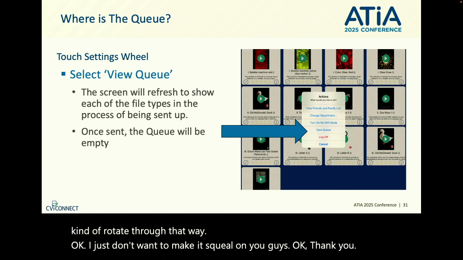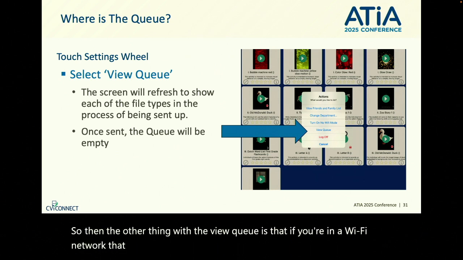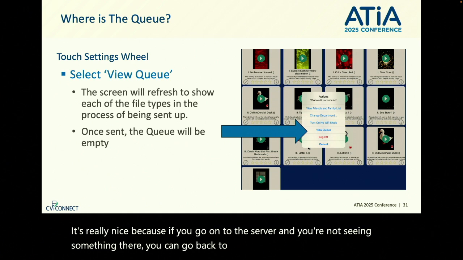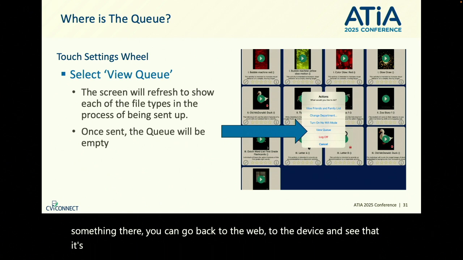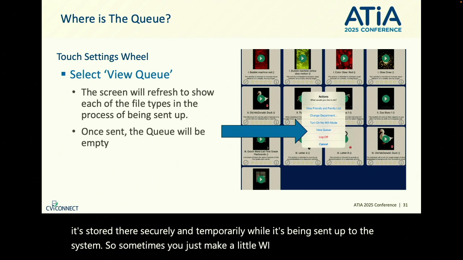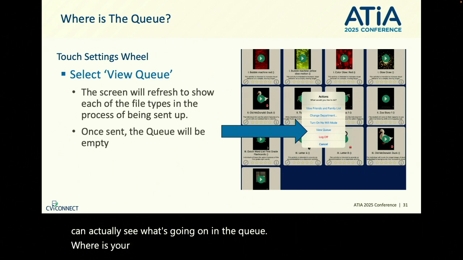So then the other thing with the View Queue is that if you're in a Wi-Fi network that is running slower, it's really nice because if you go onto the server and you're not seeing something there, you can go back to the device and see that it's stored there securely and temporarily while it's being sent up to the system. Sometimes you just might have a low Wi-Fi network, and so you can actually see what's going on in the queue. Where is your data at for your students as it's continually being sent up? Does that make sense?